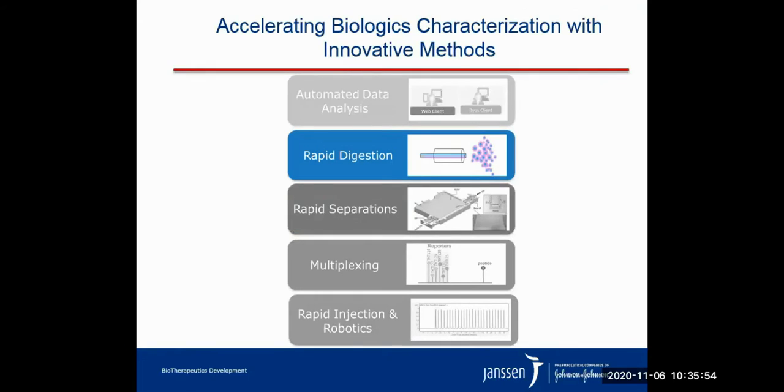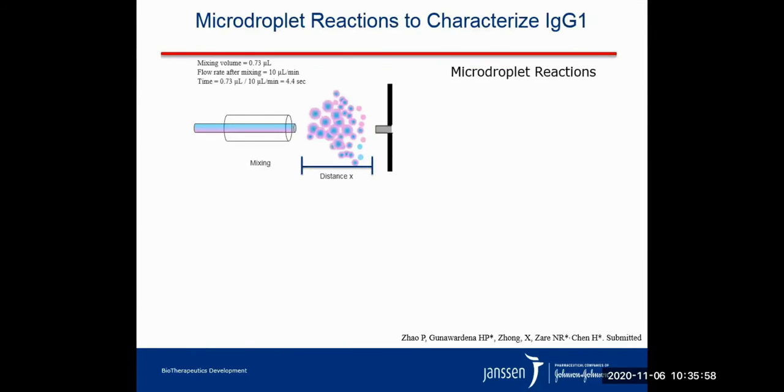We are also interested in improving sample digestion speeds. Microdroplet-assisted digestion work was a Janssen collaboration with groups at the New Jersey Institute of Technology and Stanford University who are pioneering these methods. Conventional digestion methods are time-consuming and not amenable to high-throughput characterization of biotherapeutics.